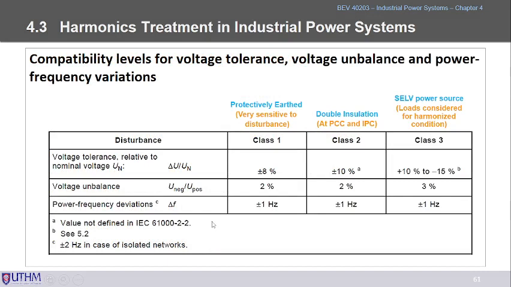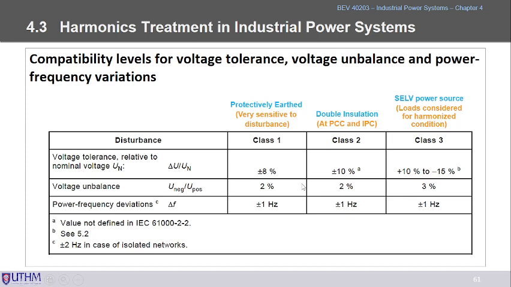Now we look at the IEC standard, which represents the various classes. We have 3 classes of devices or equipment represented by the IEC: class 1, class 2, and class 3. As you can see, this is the nominal voltage and the voltage tolerance allowable: for class 1 it is plus minus 8%, class 2 is 10%, and class 3 is 10 to 15%. With that you can estimate which one is more sensitive to harmonics.